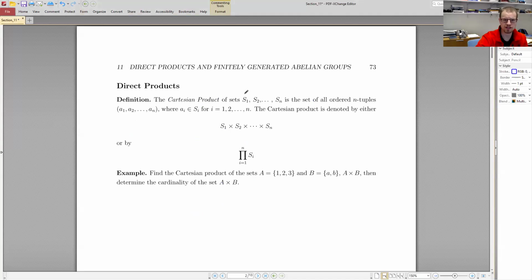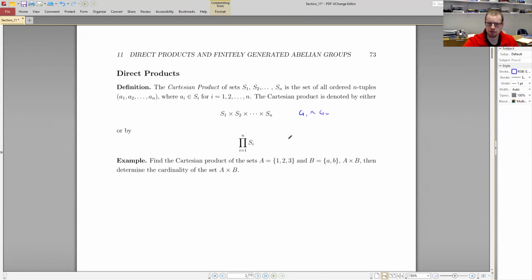So the Cartesian product of sets S1, S2, all the way up to Sn is the set of all ordered n-tuples, okay, A1, A2, all the way to An, where each Ai comes from Si. So A1 comes from S1, A2 comes from S2, and so on. The Cartesian product is denoted by either this, so in many cases, we'll talk about groups, so G1 cross product with G2. So we'll write that. In the case that there's a large number of them, we could write it in this way. And this actually is product notation.